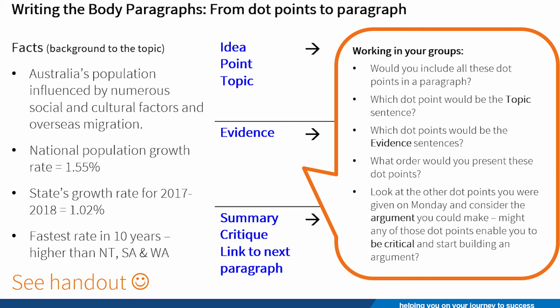The last one? Yeah, all of it or just some of it? The fastest rate. Yeah, the fastest rate. That's the general idea, because higher than NT, SA, and WA, that's actually more information. That's detail. And so what would be your evidence sentences, the middle part? Yeah, the first 2. So what you might end up with is a topic sentence about the fastest rate, then your evidence to support that, and then there was nothing there that allowed me to critique or add an argument, so I might have a look at my list of issues. Is there anything in there that would fit with this?